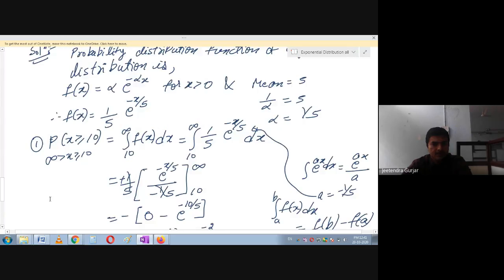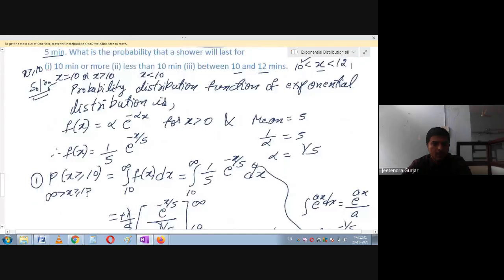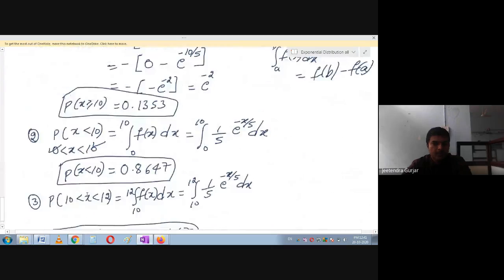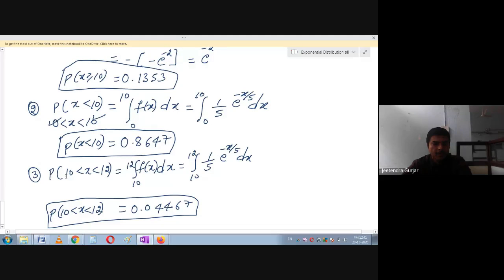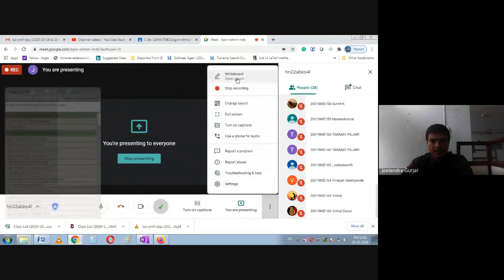In the third case, what they have said is between 10 and 12 minutes. So see, so much time is required to shower. Probability of 10 less than x less than 12 is equal to integration 10 to 12 of f of x dx. If we substitute the values, we get this probability equal to 0.04467. So this is how you should be able to solve the examples.